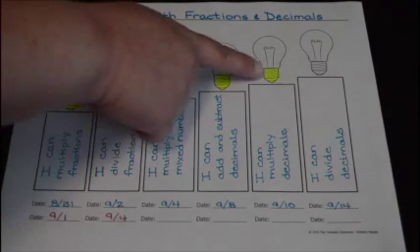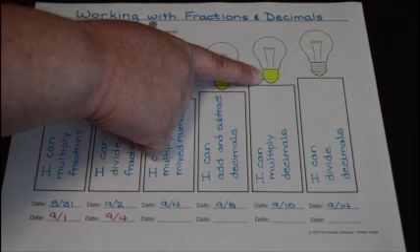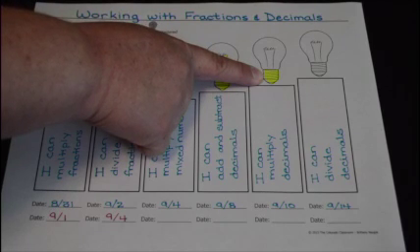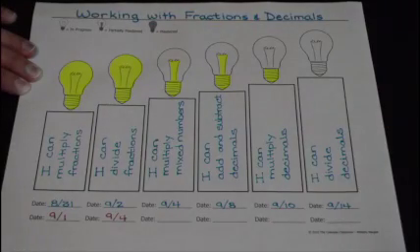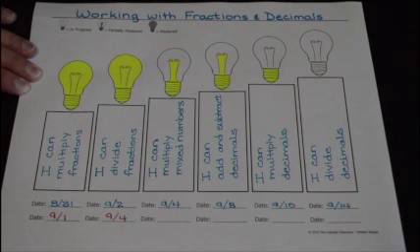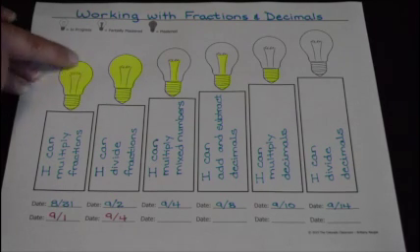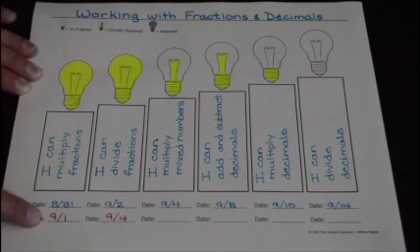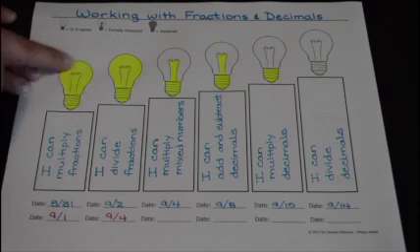So they color in just the bottom when they've just begun progress with that skill. When they feel that they've partially mastered the skill, they fill in the middle of the light bulb. And when they feel like they've mastered that skill altogether, thus filling in the date at the bottom, they color in the entire light bulb altogether.